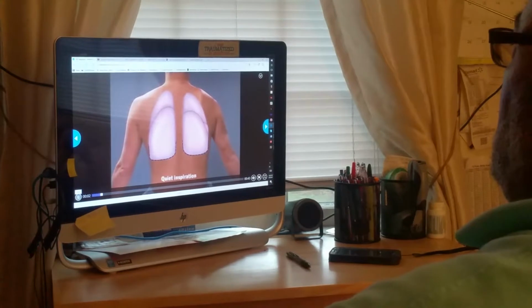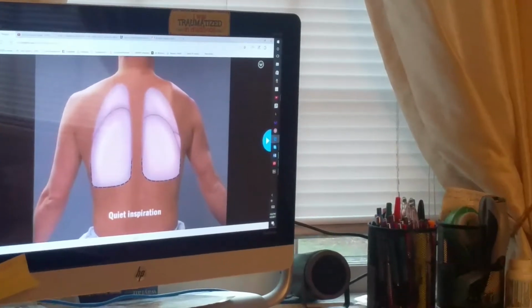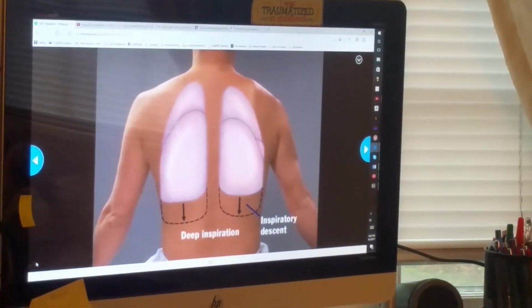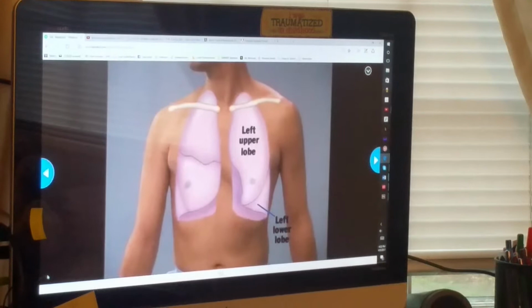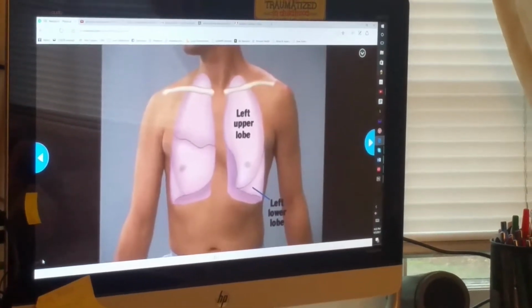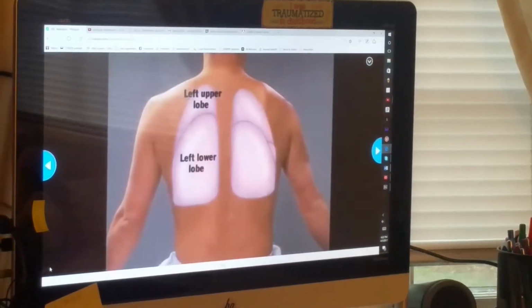Posteriorly, the lungs extend from above the scapulae to about the level of T10 on quiet inspiration and to T12 on deep inspiration. The left lung is divided into two lobes and looks like this: anteriorly, laterally, and posteriorly.